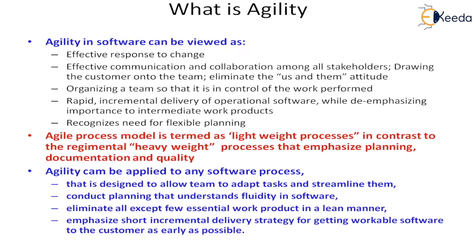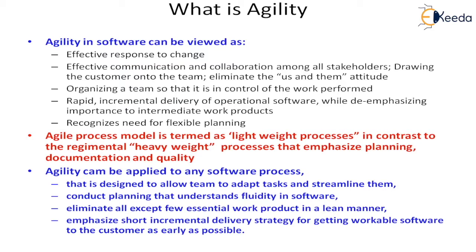So let us see whether we can define agility. What is agility? Whether we can say characteristics by which we can define agility, we can differentiate it from a non-adaptive kind of software development. So agility in the software can be viewed as effective response to change, effective communication and collaboration among all stakeholders, drawing the customer onto the team, eliminate the us and them attitude.